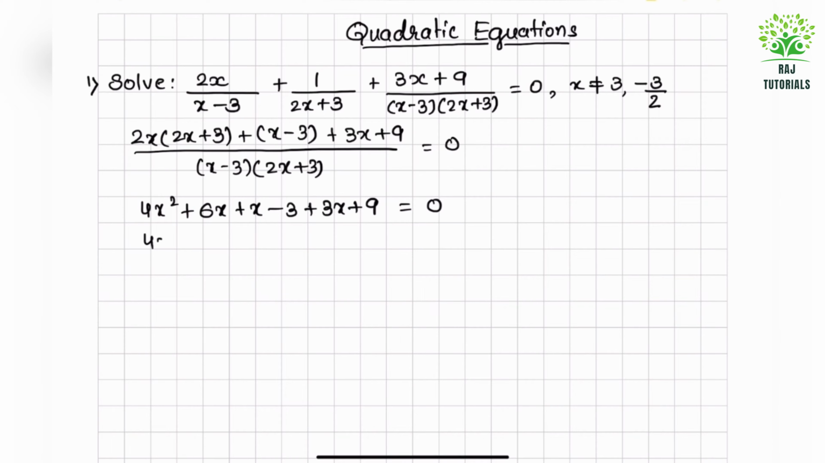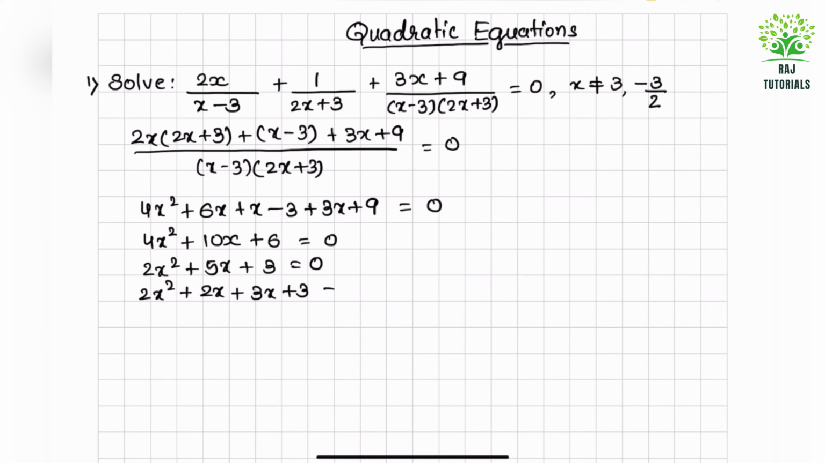So I will have 4x square plus 10x plus 6 equal to 0. Dividing by 2, I will have 2x square plus 5x plus 3 equal to 0. Now solving the quadratic equation, two numbers whose product is 6 and whose sum is 5. So 2 and 3. So I am making it as 2x square plus 2x plus 3x plus 3. I have split the middle term.